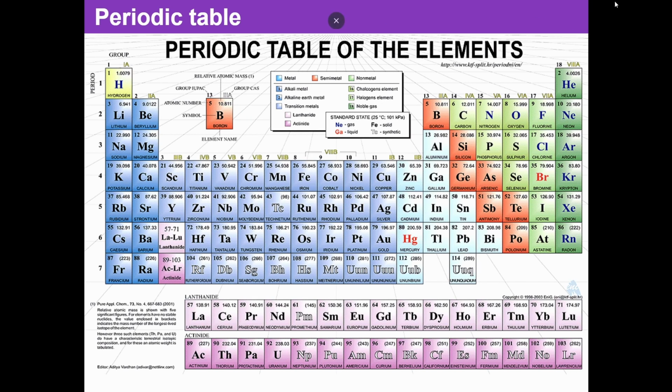Here are the noble gases on the periodic table. Helium, neon, argon, krypton, xenon, and radon all have 8 electrons in their valence shell.